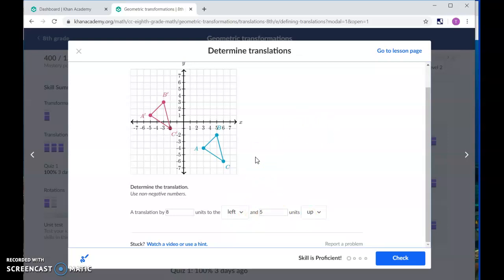Another way you can do it is you can just look at your points, but I like to count them. The counting for me works. Alright, so I'm going to hit check, go to the next question.